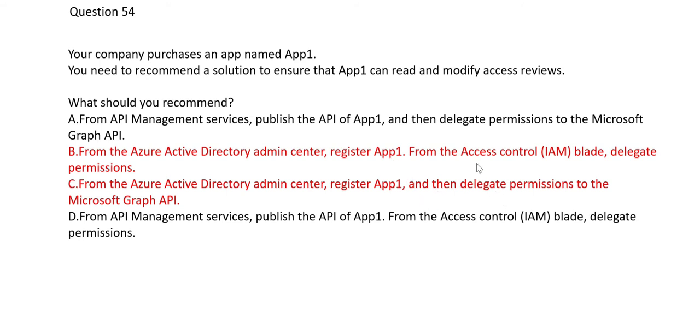You do not have an IAM blade when you go to the admin center. You do not have an IAM blade. You have to do a delegate permission, and since you have to do a delegate permission, that is the only option where it says Graph API, so we should go ahead with it. Let's lock this answer and move forward.